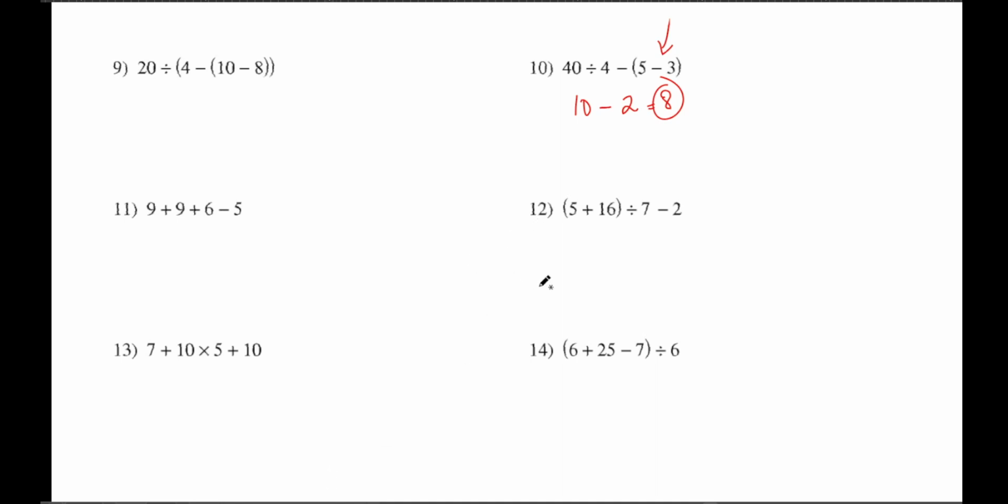Let's do 12. All right, so what do we do first? Parentheses, right? So let's do what's inside of there. What is that? It's 21. And then it's divided by 7 minus 2. And then you do the division first before you do the subtraction. You don't go 7 minus 2. You go what? 21 divided by 7, which is 3, and then minus 2, which is 1.